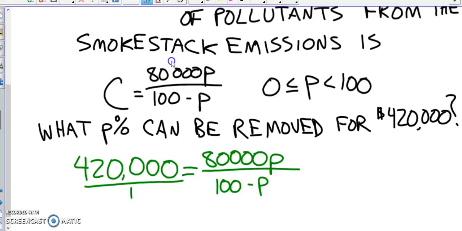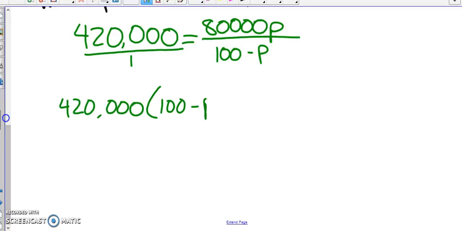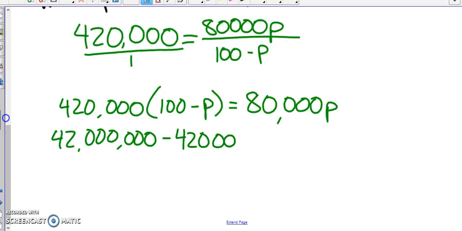I can make this over 1 and then we can cross multiply. So 420,000 times 100 minus P equals 1 times 80,000 P. In other words, 42 million minus 420,000 P equals 80,000 P.